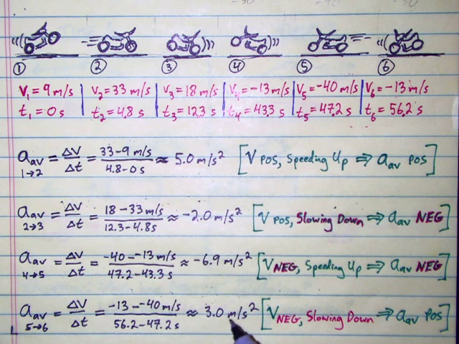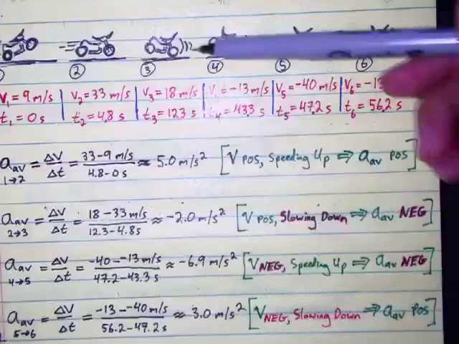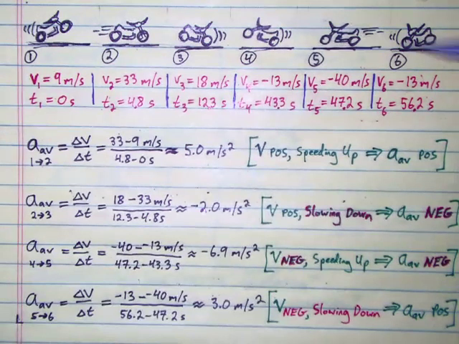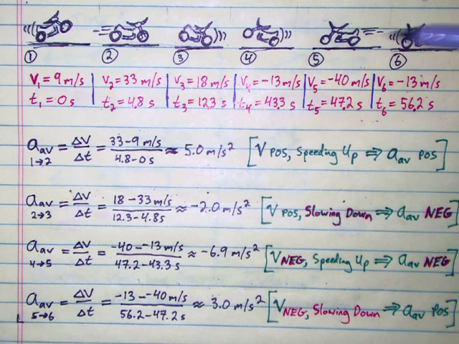Positive acceleration this time. His velocity was negative the whole time, moving negatively at event 5, moving in the negative direction at event 6, but he was slowing down. His velocity was becoming less negative over that time interval. In other words, his velocity was becoming more positive, going from a large negative number to a smaller negative number. We call that a positive average acceleration.